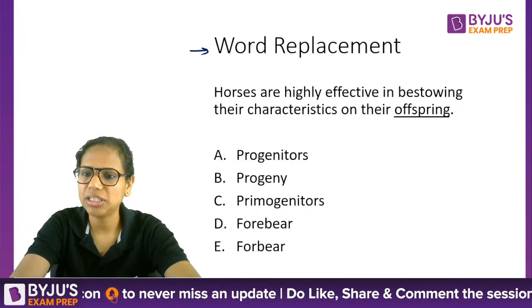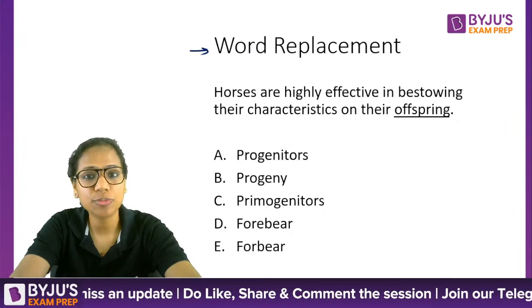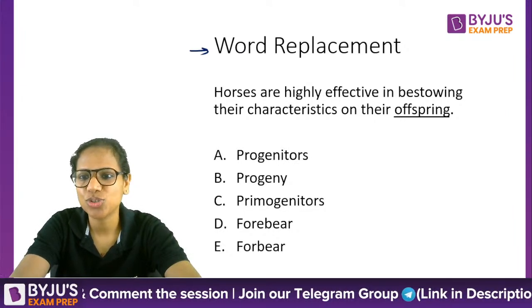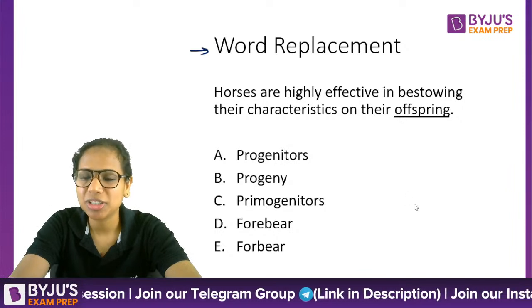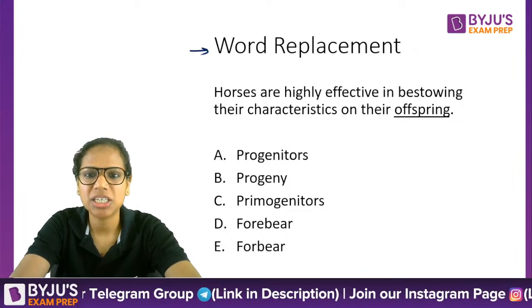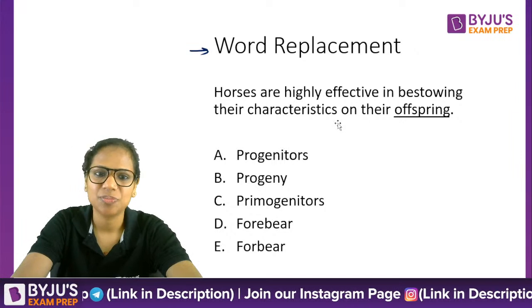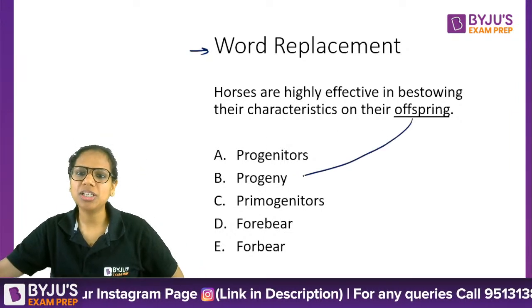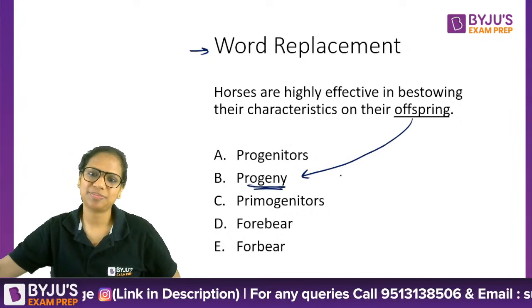Okay, so I've got multiple responses by now. I see a lot of B's on my screen. Okay, and I'm very happy that most of you say B here because B is indeed the answer. Okay, progeny is the word that I'm looking for. Offspring, the synonym is progeny.